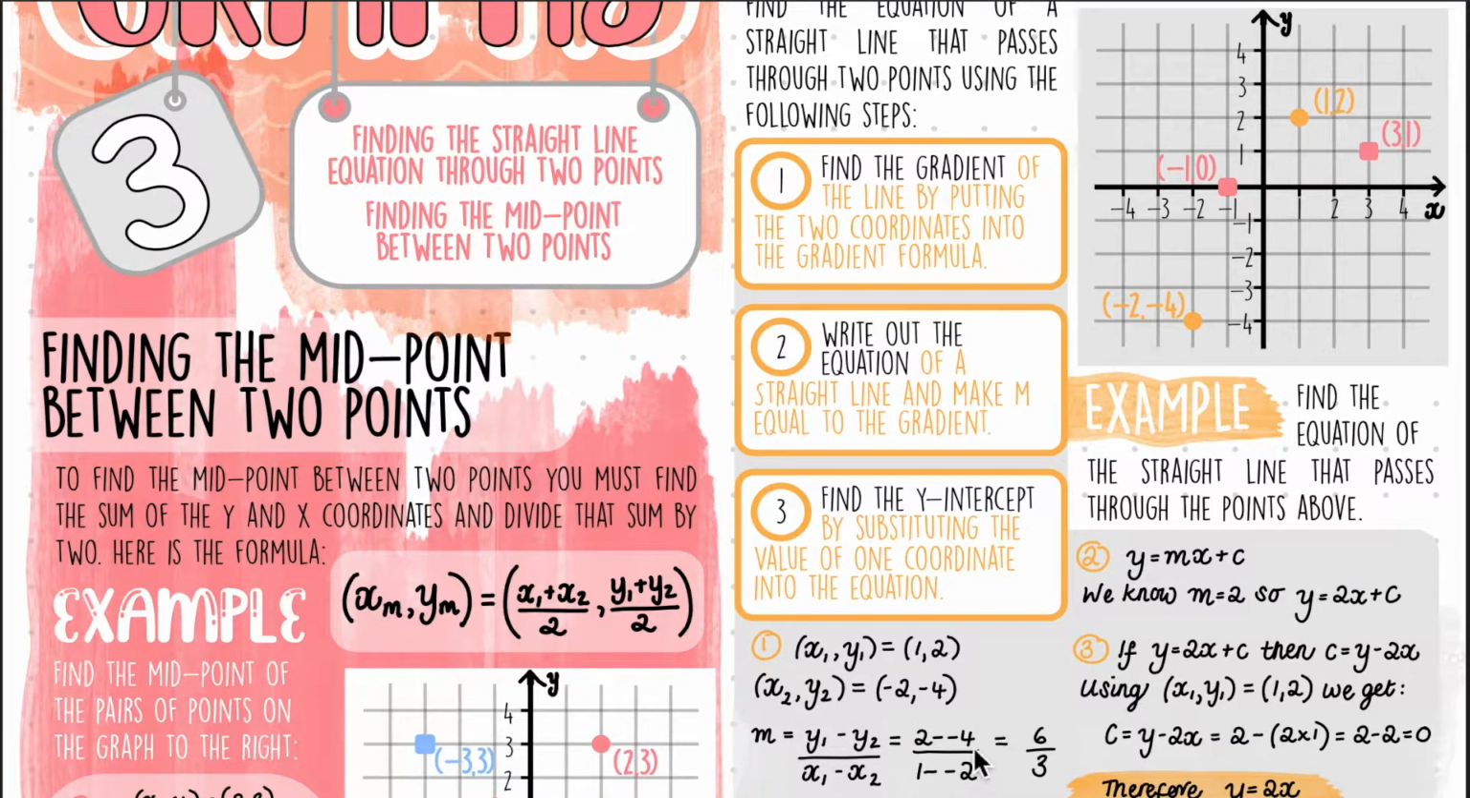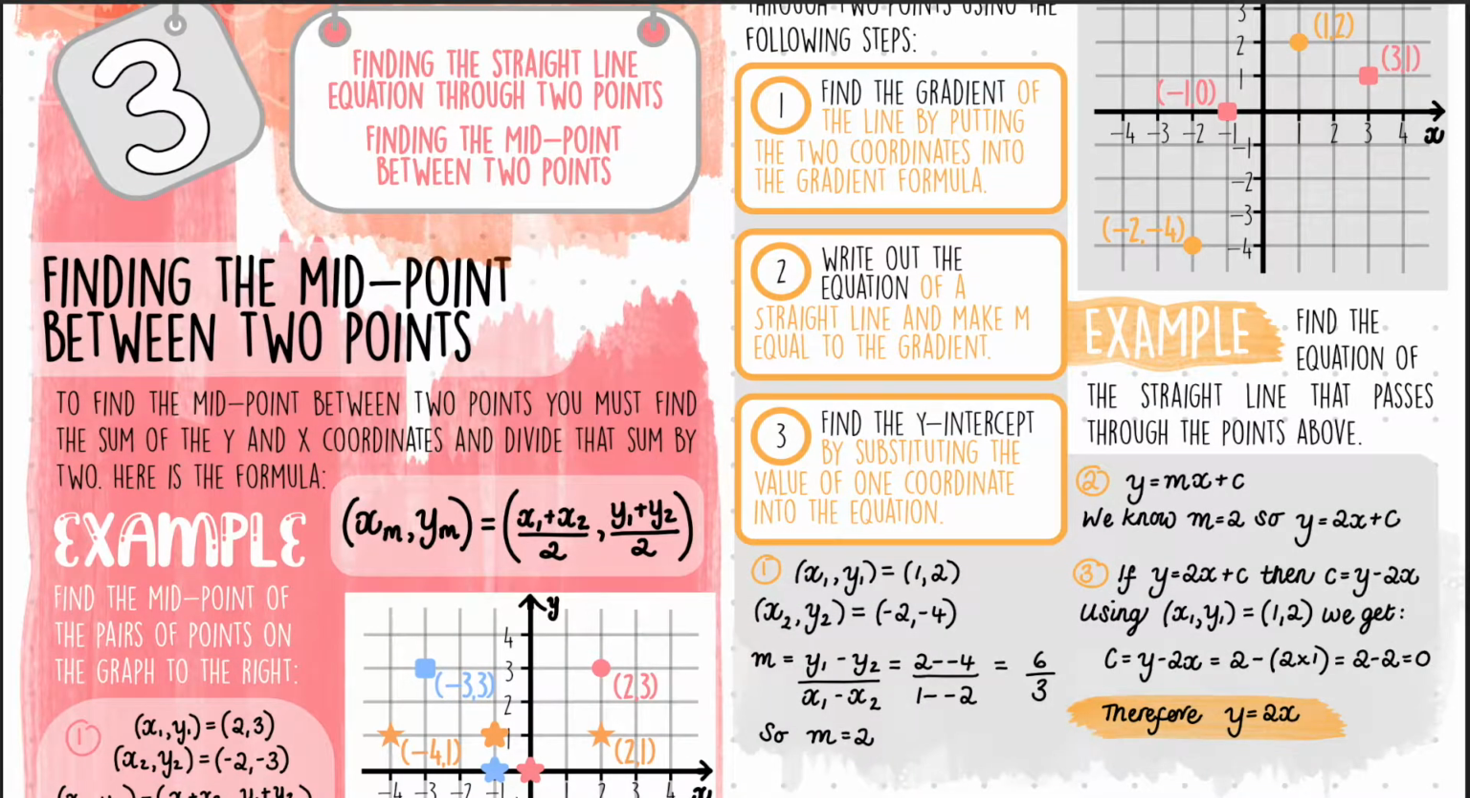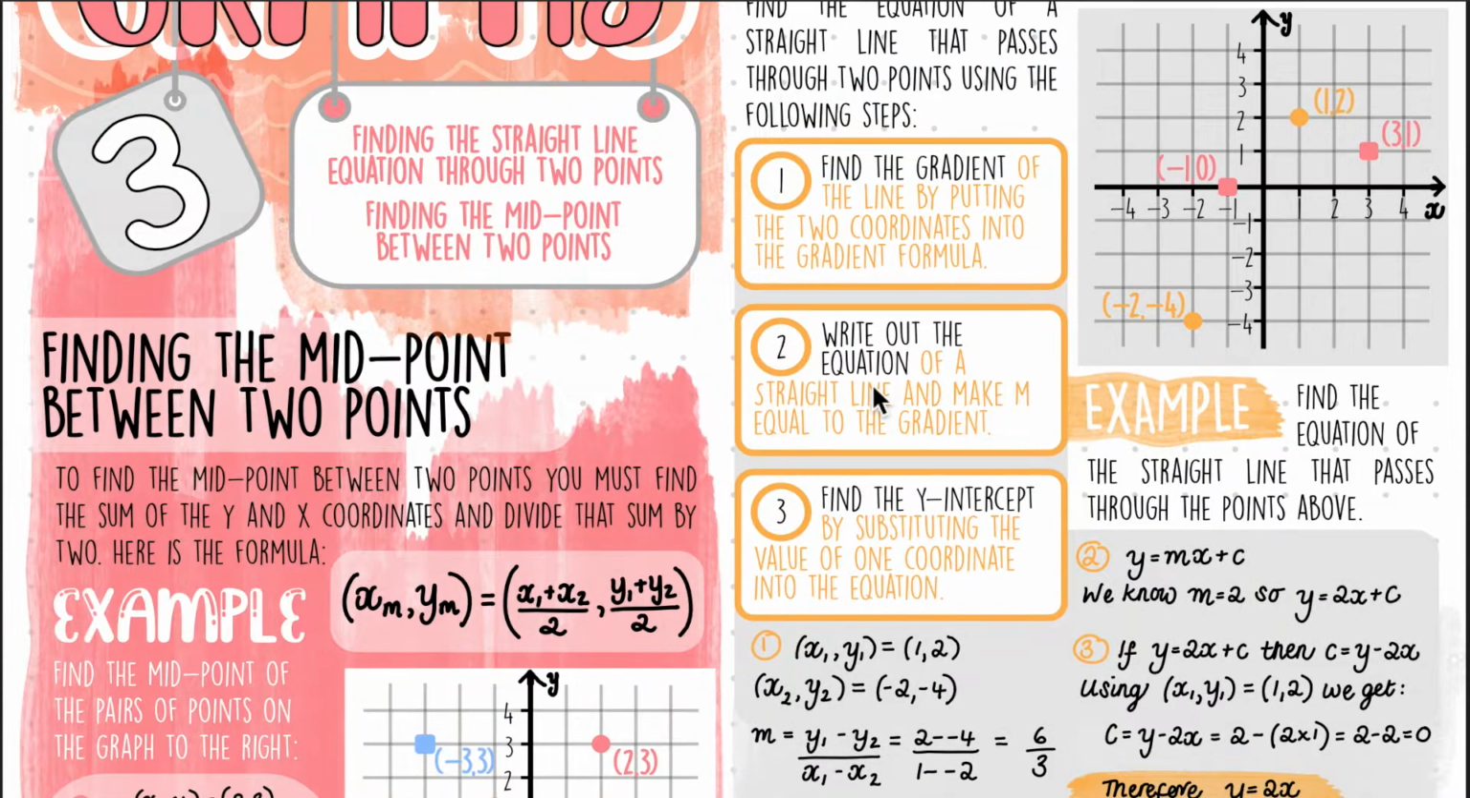So we get this fraction, which then reduces to this, which we know simplifies because 6 divided by 3 is 2. Therefore, we get m is equal to 2. So we found the gradient. The gradient is 2. Step 2, we write out the equation of a straight line and make m equal to the gradient.